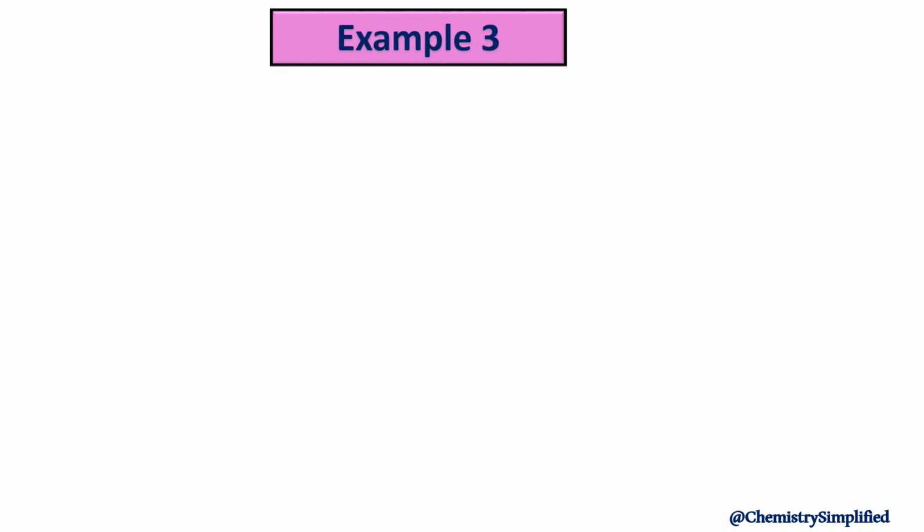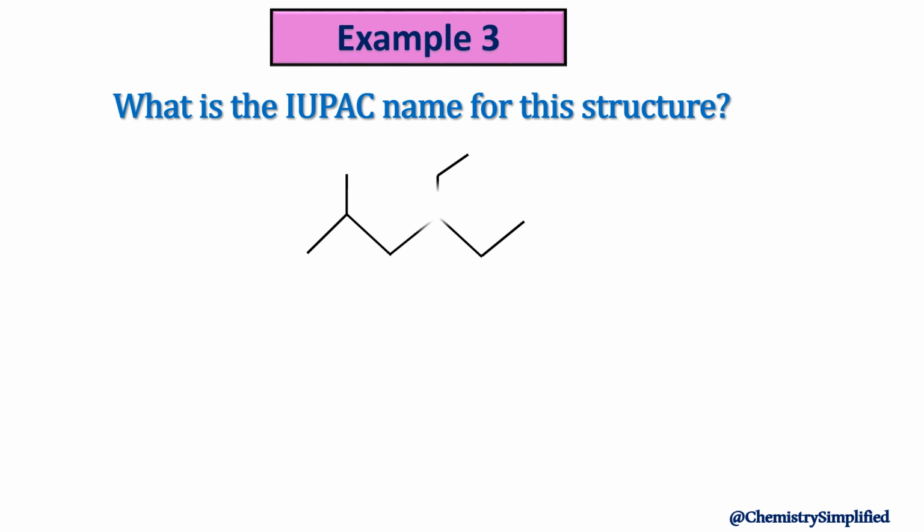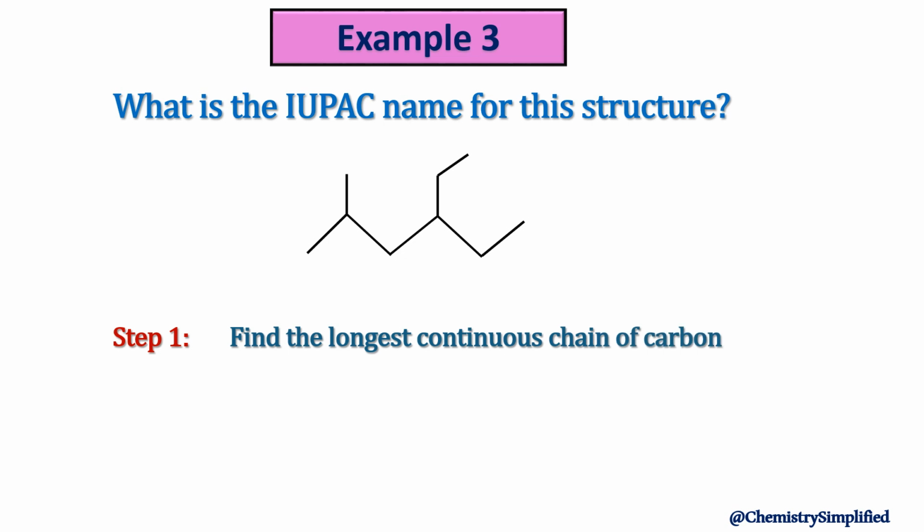Example number 3. Let's try to name this one here. Step number 1 is to find the longest continuous chain. When we get here, we could go up to cover those 2 carbons, or we could move down. It's the same thing. It does not make any difference. So therefore, we move downward and then up here. So this is the longest continuous chain. And this would be a substituent or branch. And this would be another substituent.